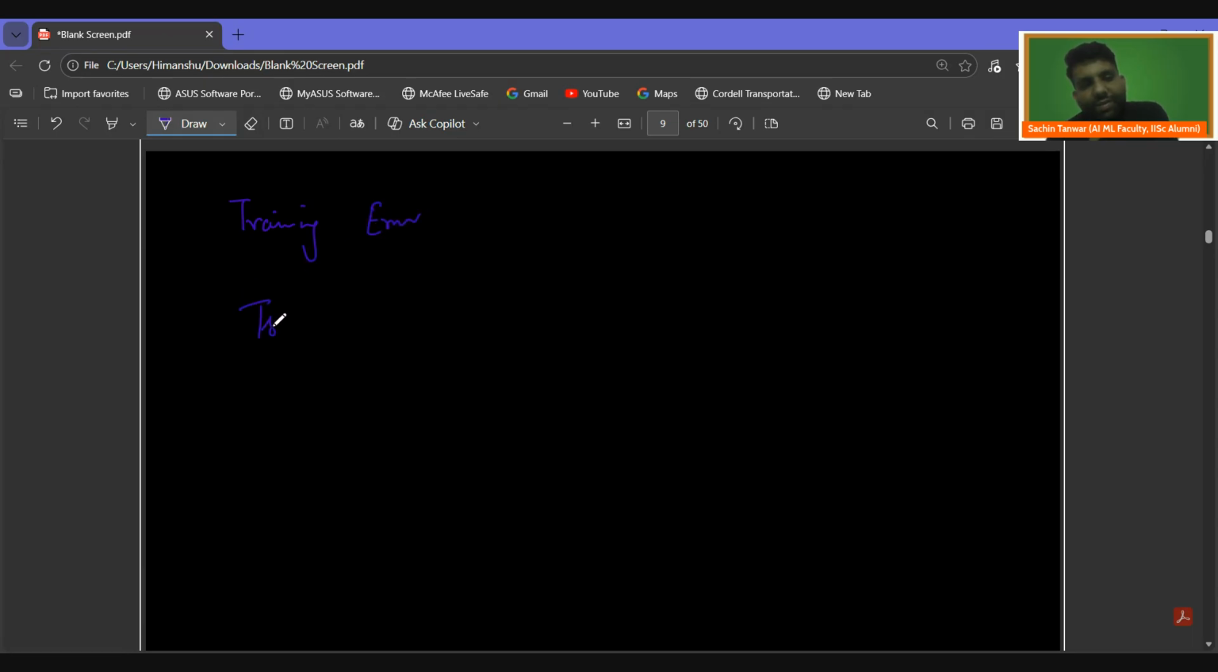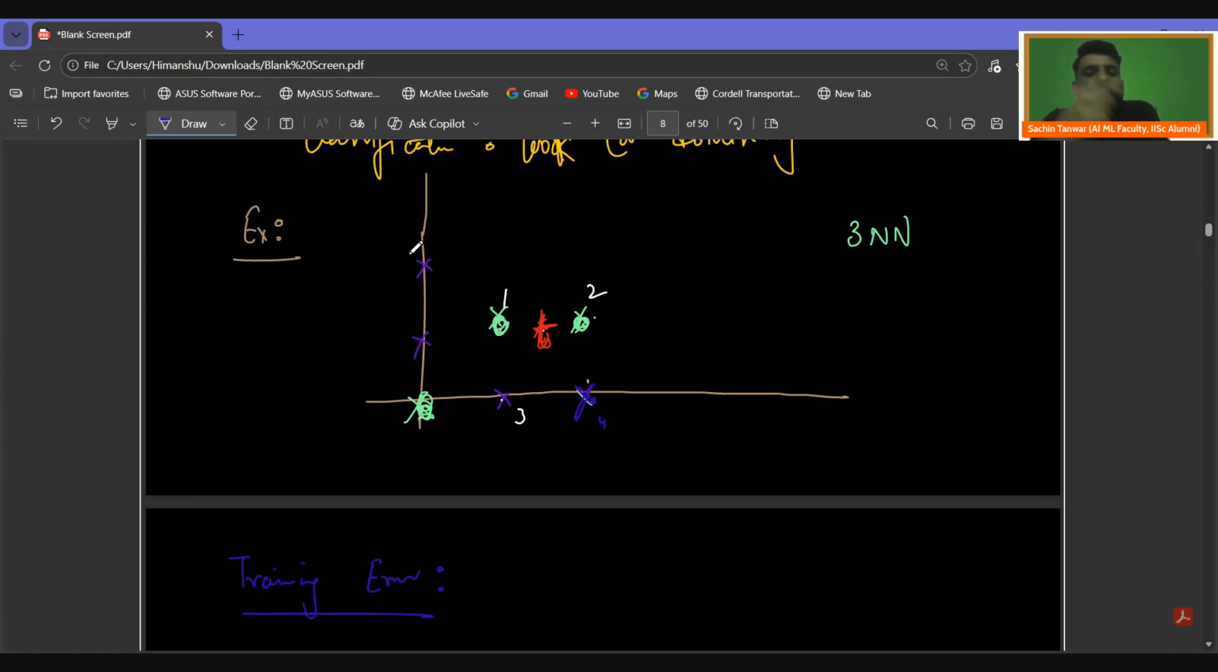And test error. So what would be happening for test and train error? What do you think is the training error over here? If I would like to find out what is going to be the overall training error, what would be happening? The training error would mean how would I classify each of the data points.